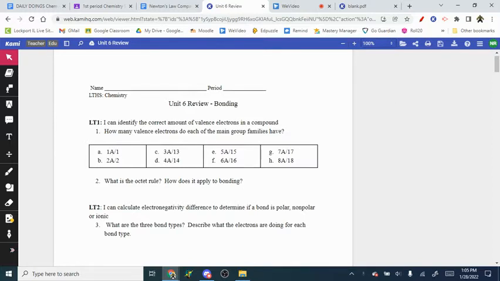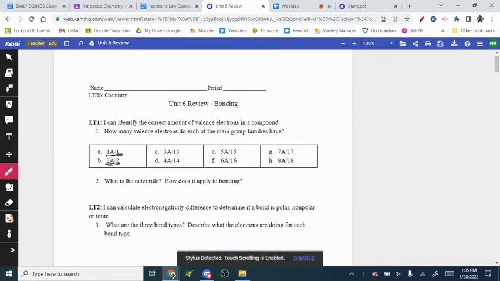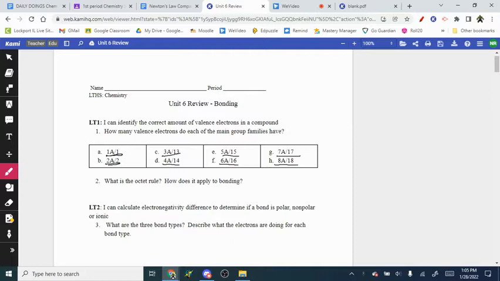So column, I have the wrong thing here. So column 1 has 1 valence electron, column 2 has 2 valence electrons, 3 is 3, 4 is 4, 5 is 5, 6 is 6, 7 is 7, and 8 is 8. So the main 8 columns of the periodic table, that's how many valence electrons they have.